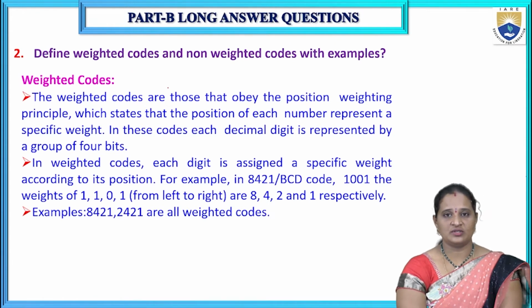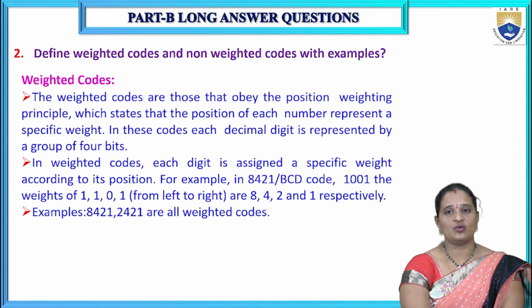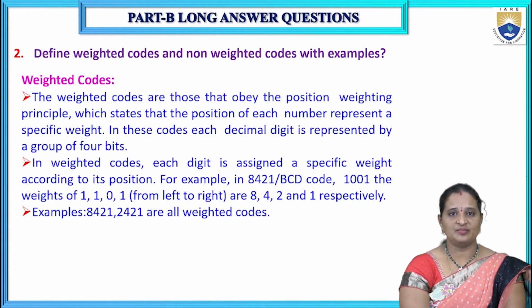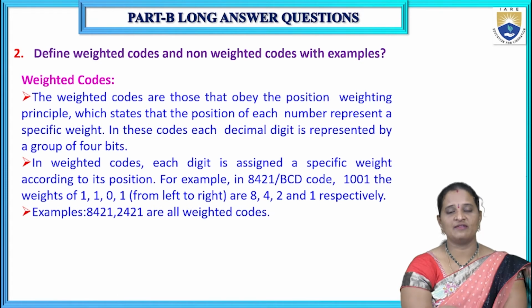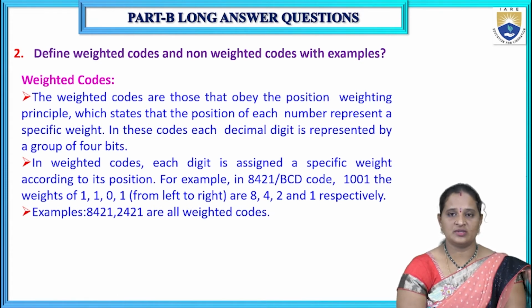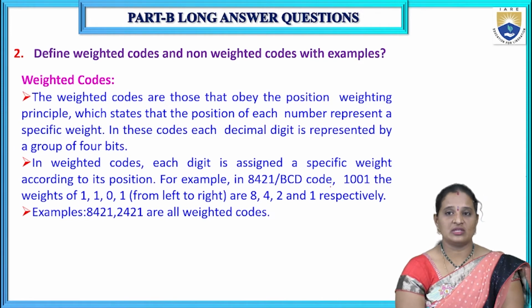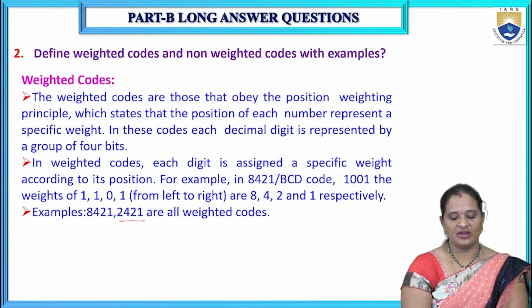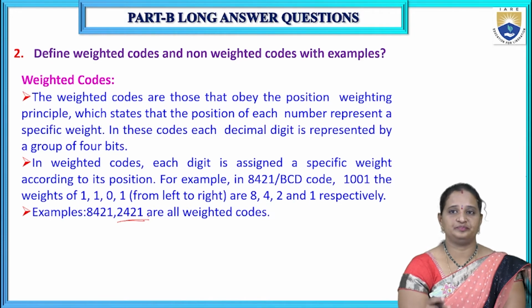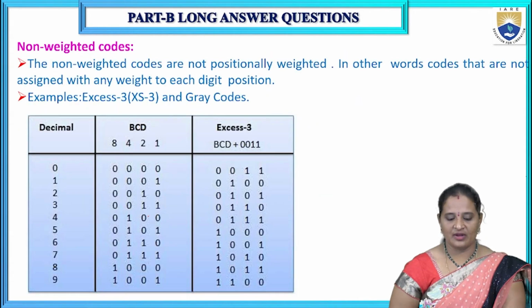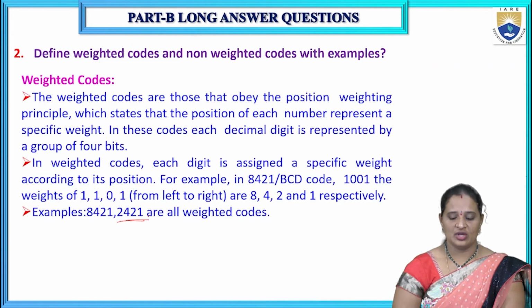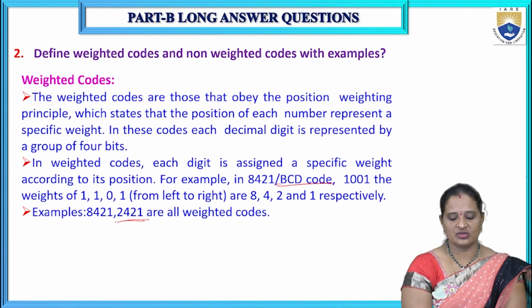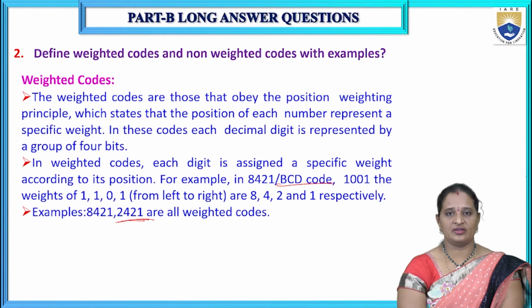So define weighted codes. What do you mean by weighted codes? Weighted codes are the binary codes in which each bit is having its own positional weight. That means these are the codes which obey the positional weighing principle. Give the examples of weighted codes, like 8421 code or else BCD code. Not only 8421, even 2421 code is also called a weighted code. So give some examples and explain them with some truth table. Draw the truth table for 8421 code and also 2421 code. So this is how we can write the weighted code.